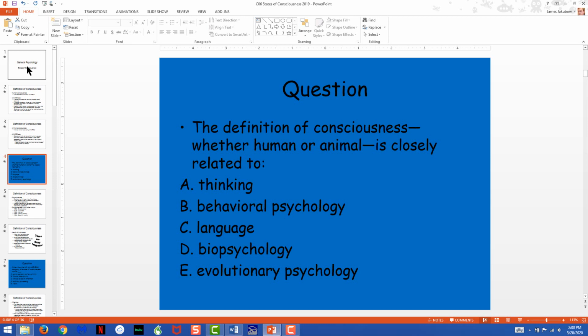Now let's work with a question related to this issue. The definition of consciousness, whether related to humans or animals, is closely related to what? And the answer is B, behavioral psychology. Back in chapter 1, we talked about how the definition of psychology was originally all about thoughts and feelings, until John Watson came along and established that thoughts and feelings are not directly accessible. They're not publicly observable sources of data. Therefore, you had to go to a fallback position, overt patterns of behavior. And overt patterns of behavior are publicly observable and can be measured objectively. And to remind you of objective, that means everybody would use the same methodology to study it.